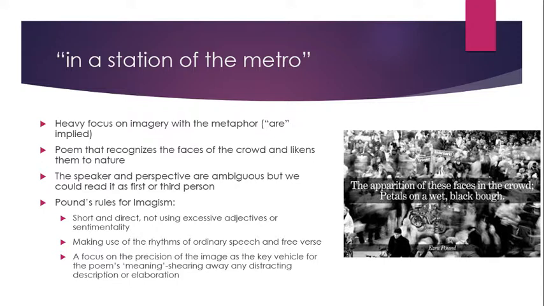And then the last rule is a focus on the precision of the image as a key vehicle for the poem's meaning. So getting rid of anything that's distracting or elaborate. And really, even getting rid of the "are" here, we are forced to focus on these two images and how they connect to one another. So we're getting rid of anything that's distracting, and we're seeing these two images together. And we're left as readers to think about those connections, and how the faces might appear to be petals on a wet black bough, and what that means.